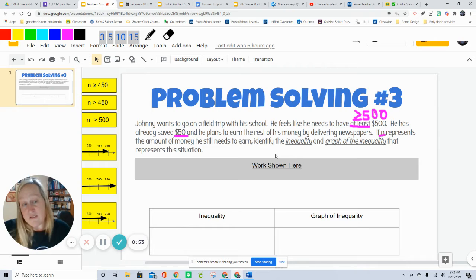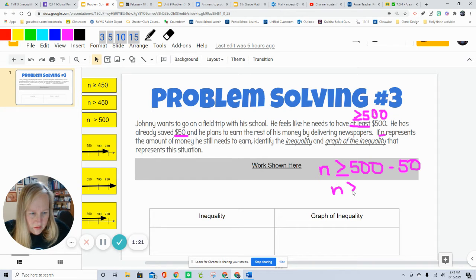So let's just think about this. He's got $500. No, he's got $50, and he needs to have at least $500. So how much money does he still need? So N is the money that he needs, and it needs to be bigger than or equal to 500. But of that 500, he already has $50. So in reality, he just needs to have more than or equal to 450. So that'll get typed in here.